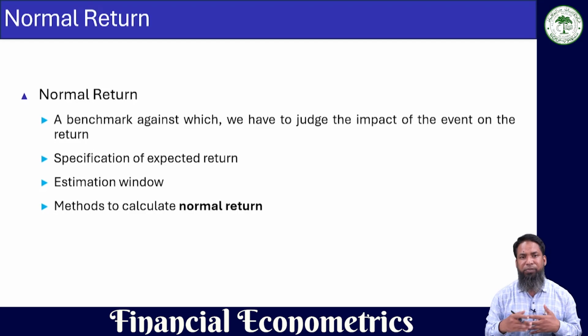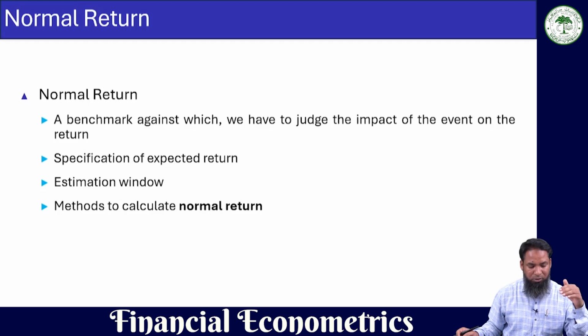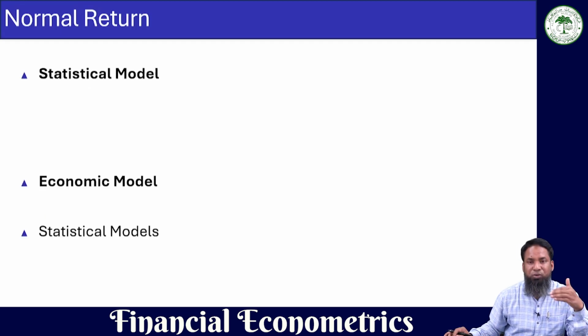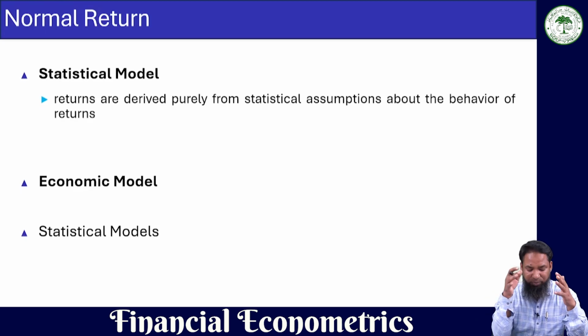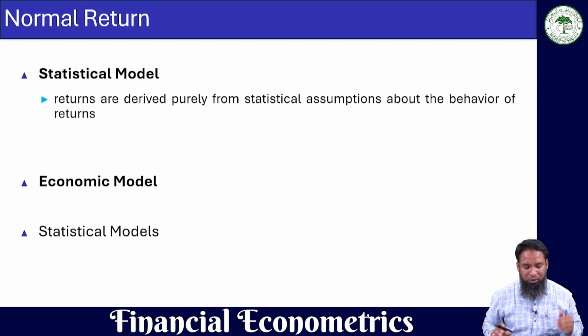Then there are certain methods to calculate this normal return. This could be categorized into two parts: one, the statistical models, and the other, the economic model. In a statistical model, basically we derive the returns purely from statistical assumptions about the behavior of the returns, where we believe that returns follow a certain kind of behavior, and following that behavior we try to get the normal return.